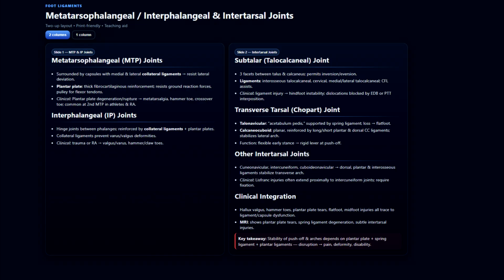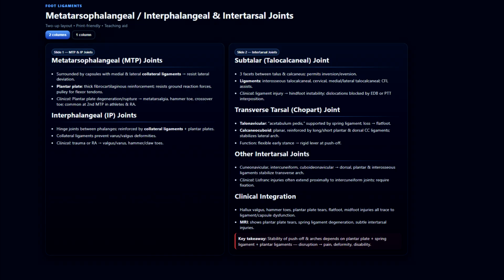Intertarsal joints, subtarsal joint. Moving proximally, let's consider the intertarsal joints, starting with the subtarsal joint. This joint, also called the talocalcaneal joint, is a marvel of design. It articulates through three distinct facets between the talus and calcaneus. The subtarsal joint allows inversion and eversion movements, which are essential for adapting to uneven surfaces during walking.